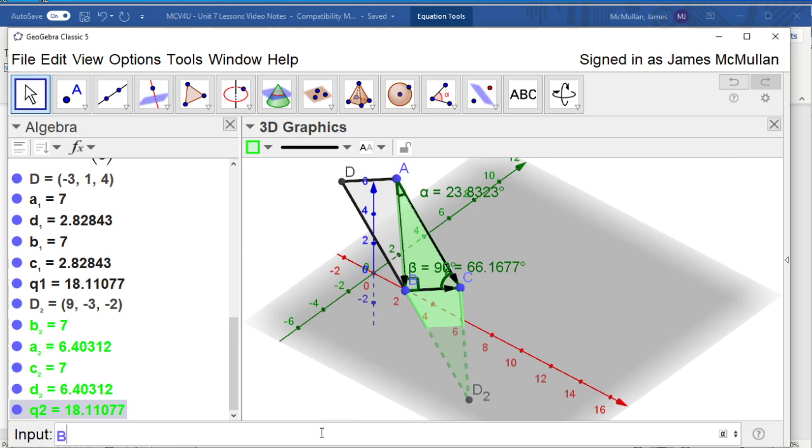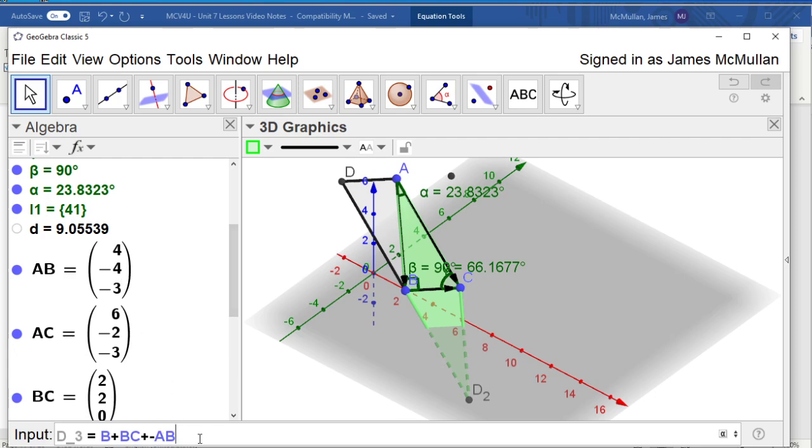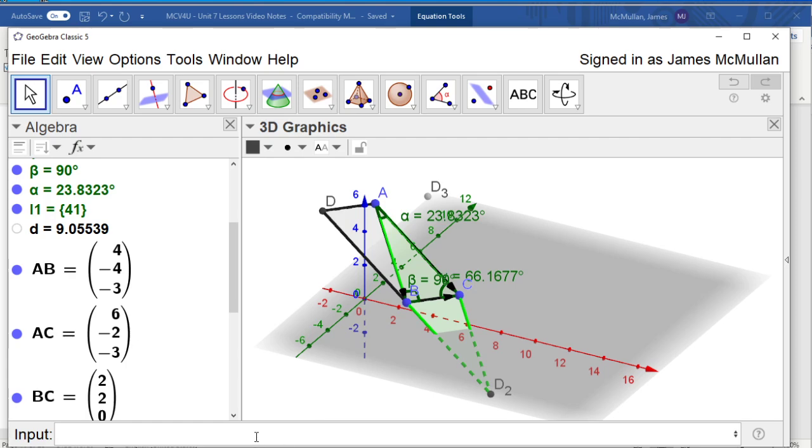So let's do that. B plus, so let's call it D3. B plus vector BC plus, and then I'm going to do a negative vector AB because I don't actually have a vector BA, right? All I have is an AB right here. But I know that BA is just the negative of that one. So that's why I'm writing negative AB. So that point up there in the top corner makes a rectangle.